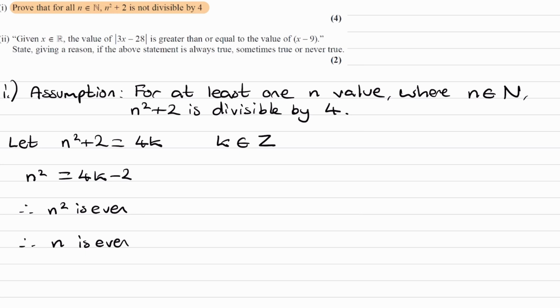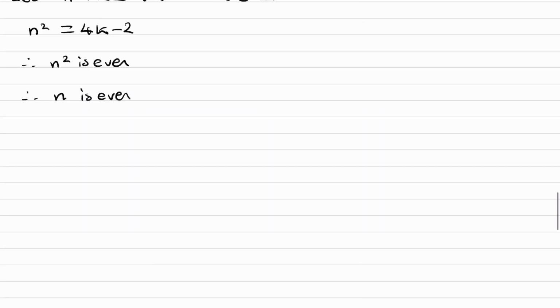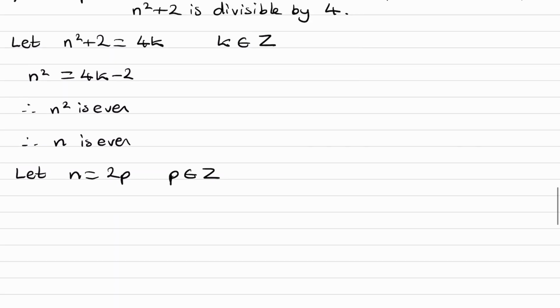And if n squared is even, that must mean n is even. The only way you can square a number n to get an even number is if the original number n is an even number. An odd number squared wouldn't give you an even number. And then from this, we can let n equal, let's say in this case, 2p, where p is also an integer, and then put that back into one of the equations. So I'll put it into this one here.